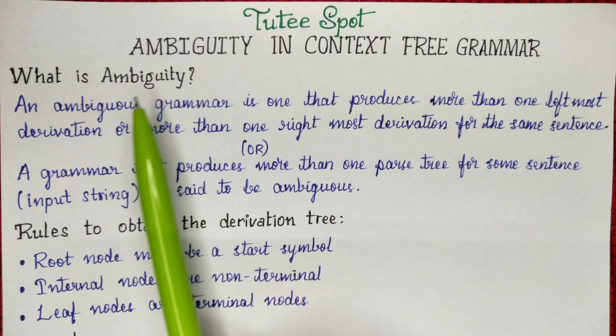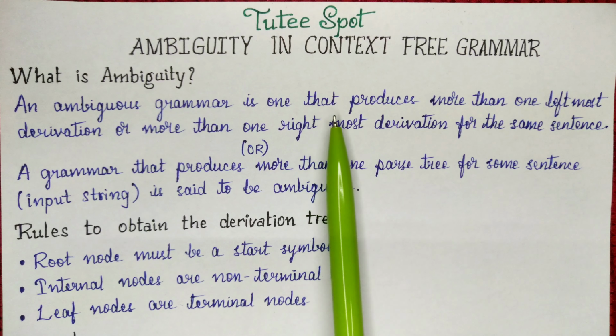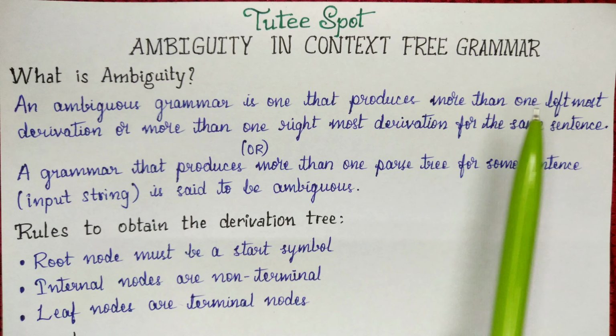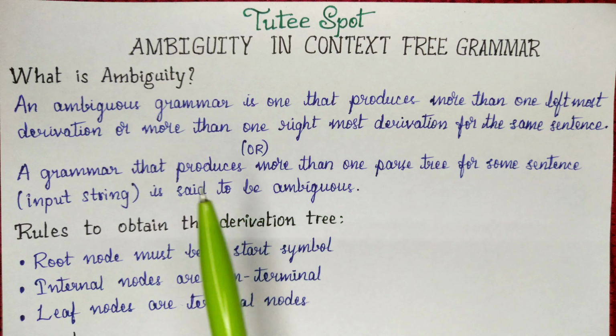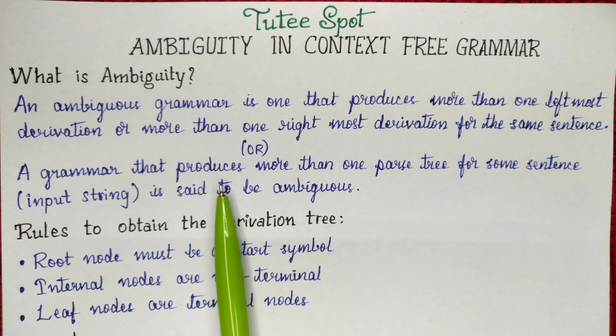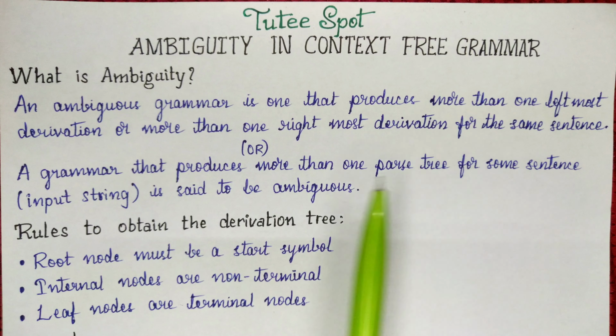So what is this ambiguity? An ambiguous grammar is the one that produces more than one leftmost derivation or more than one rightmost derivation for the same sentence. Or a grammar that produces more than one parse tree for the same sentence is said to be ambiguous. This parse tree is also called a derivation tree. It can be either leftmost or rightmost.